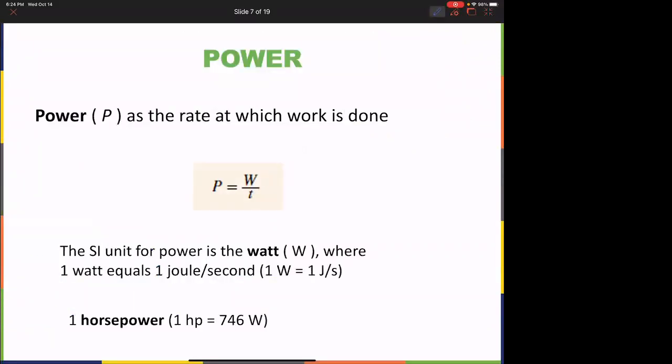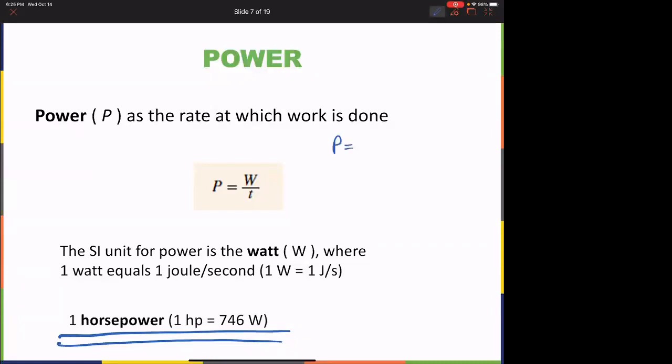The next thing we're going to talk about is power. Power is the rate that work is done, how fast we do our work. This is what your lab is on, and we're going to do a problem today that's like your lab. The SI unit for power is the watt, where 1 watt is 1 joule per second, and here's your conversion. Most of you in electrical and electromechanical probably know that conversion pretty well.